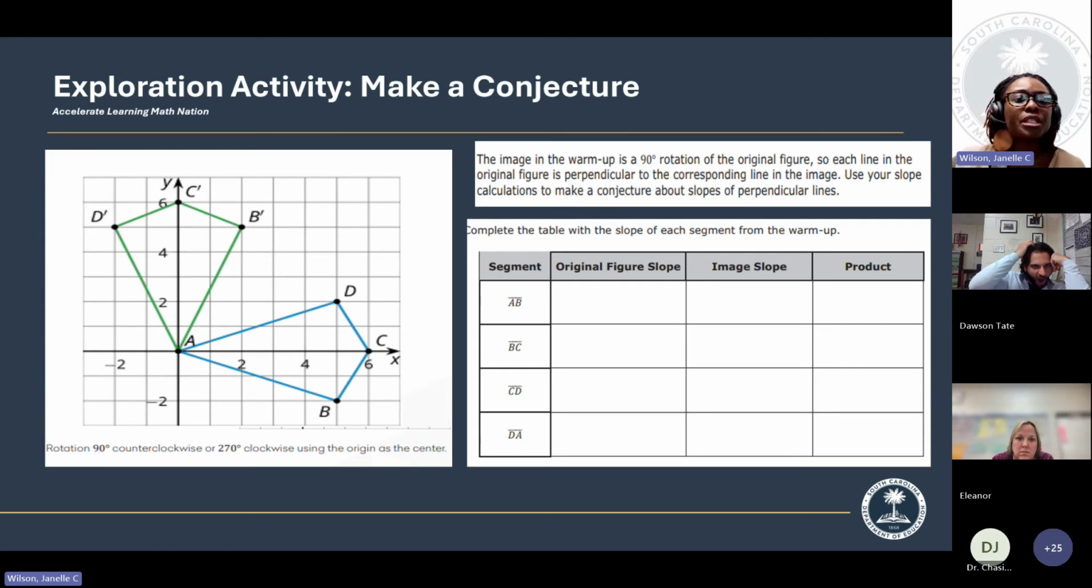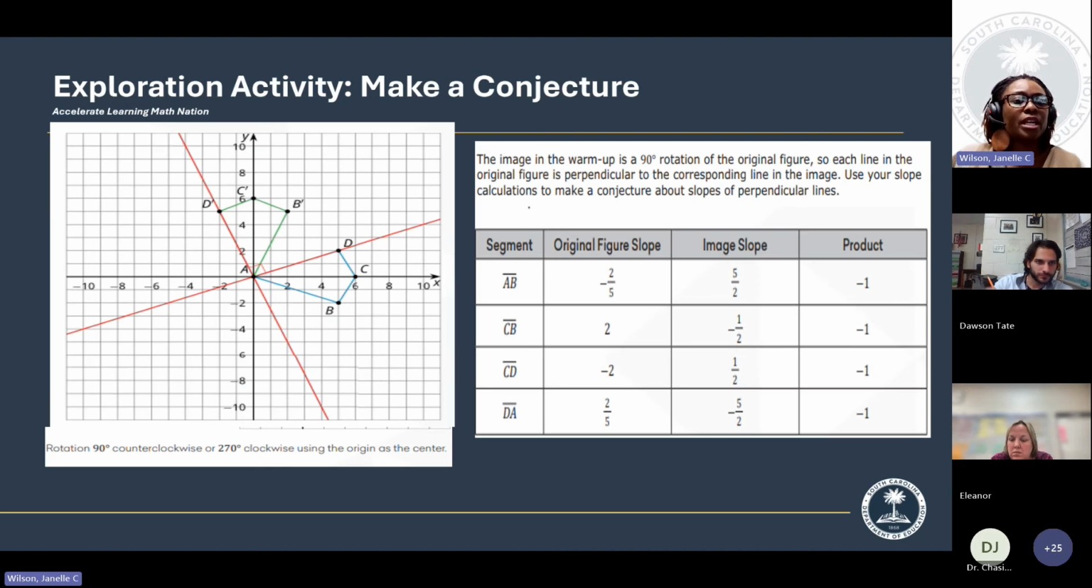And what students would do is they could fill out a chart where you have the original figure slope of each line and then the image slope and the product. And what they're going to be exploring is what happens if we were to extend these lines. So if we extend line AD and A prime D prime, what do you notice? In the chart, what do we know? They're perpendicular, right? They are perpendicular.